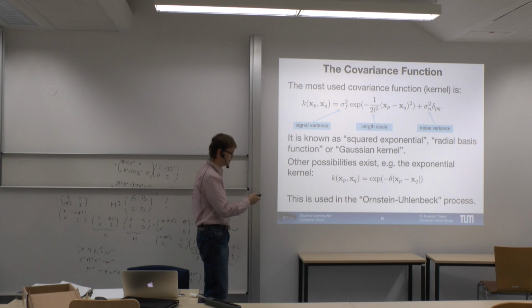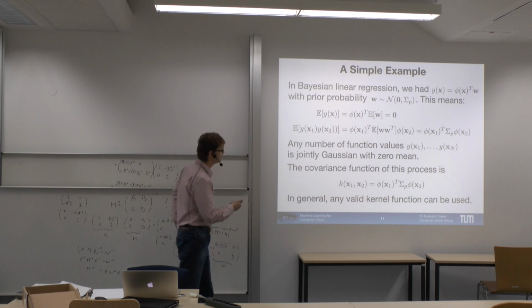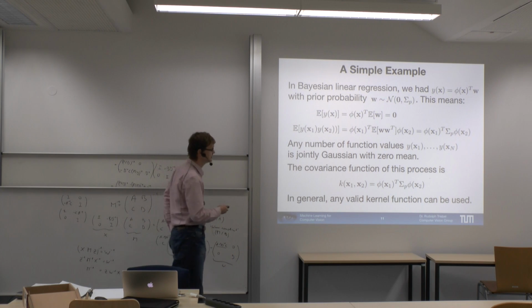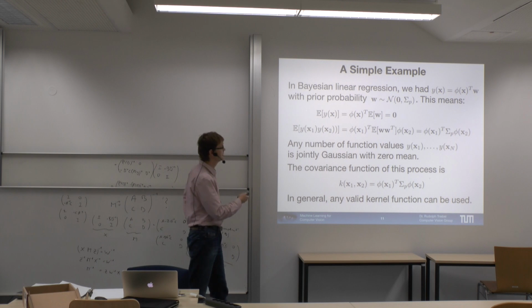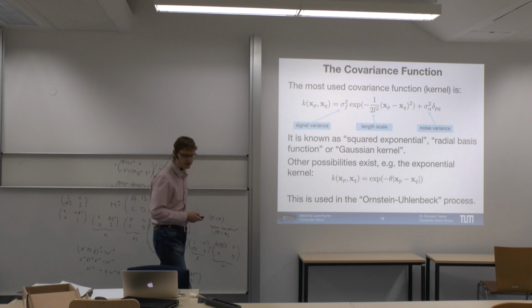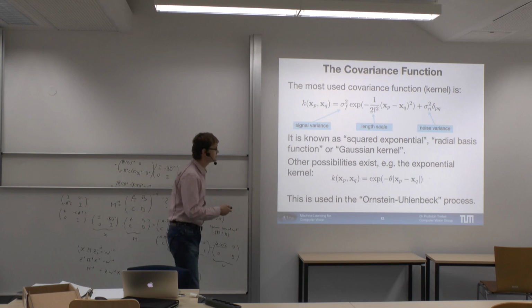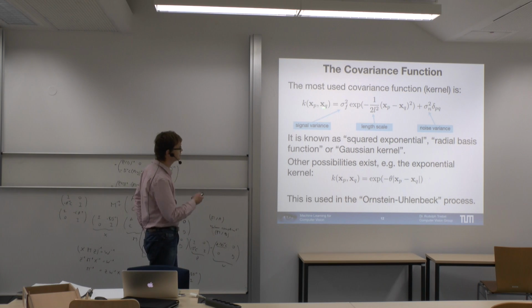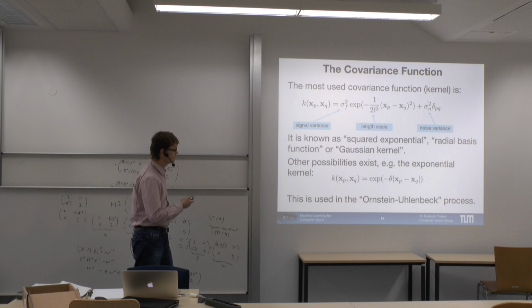This comes directly from the regularization here. We had this already in the regression case. We just have plus some noise here. We'll see this later where this comes from. There are other possibilities. There's this example here, but it's not very often used. The most often used covariance function is this one here.